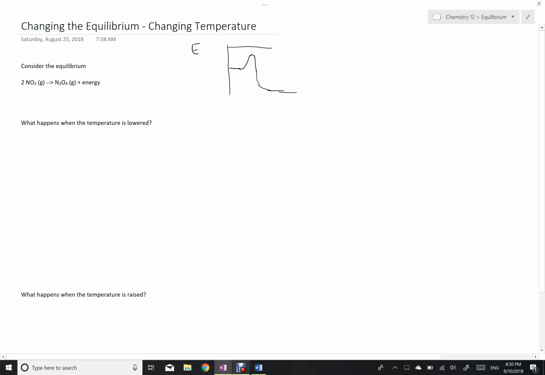What we can see from this diagram, the important aspect of this, is that the activation energy of the forward reaction, that I'll call EA1, is smaller than the activation energy of the backwards reaction. If I were to try and go this way, my activation energy would be here. And if I were going to try to go this way, my activation energy would be here. So EA1 is less than EA2.